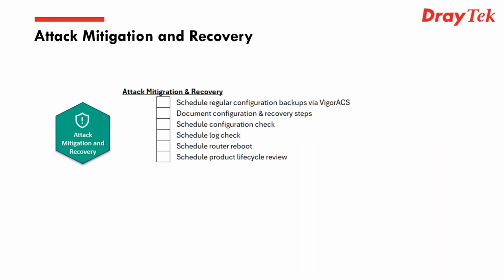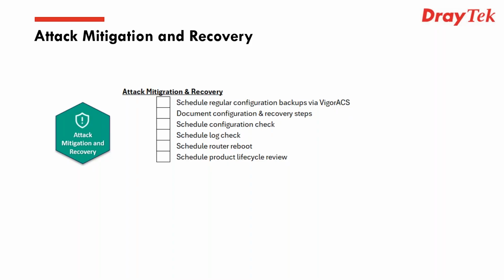And then our last section is on attack mitigation and recovery. So this is primarily around lots of scheduling things to make sure that you're periodically checking everything. So one is to schedule regular configuration backups via Vigor ACS. Normally, if someone's making a configuration change, you would expect that they would then also take an updated config if they're doing that manually. But if you're scheduling a regular config backup from Vigor ACS, then you do have a copy of all of those, and that can be very handy if you do need to do any disaster recovery.